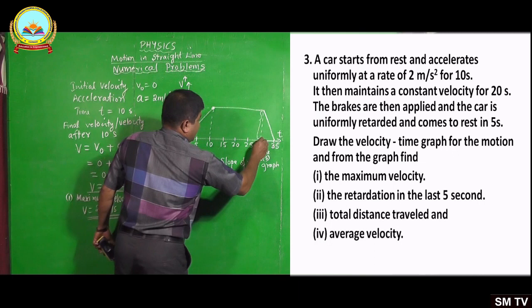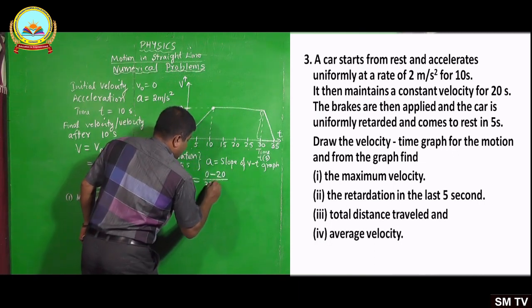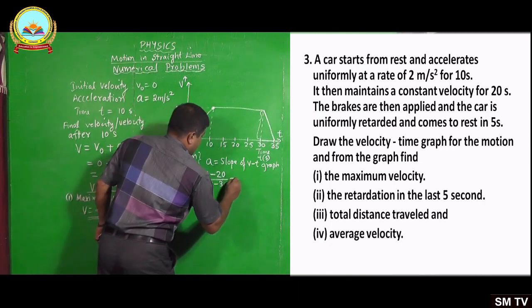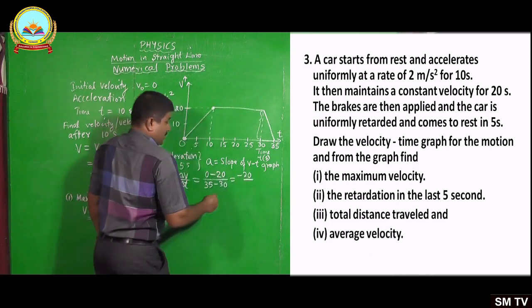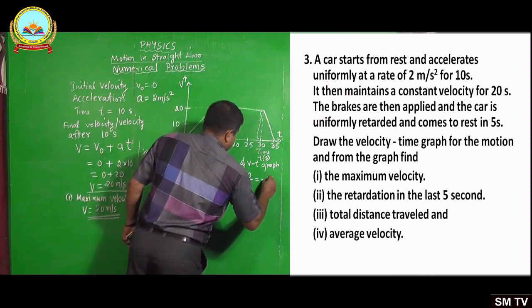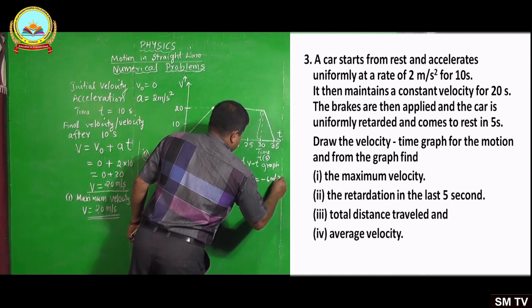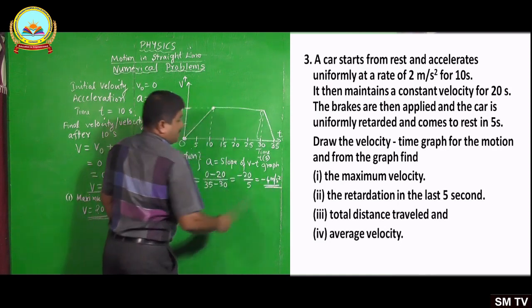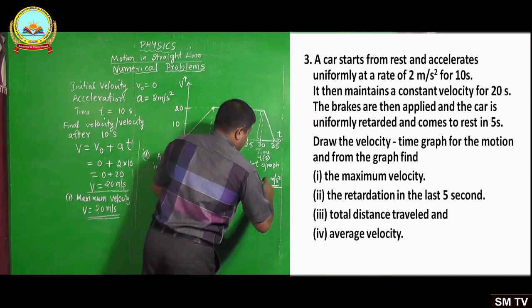Finally 35 seconds here, 30 seconds. So 35 minus 30. So that means minus 20 upon 5. That is minus 4 meter per second square. Okay, so this is the acceleration of the car.